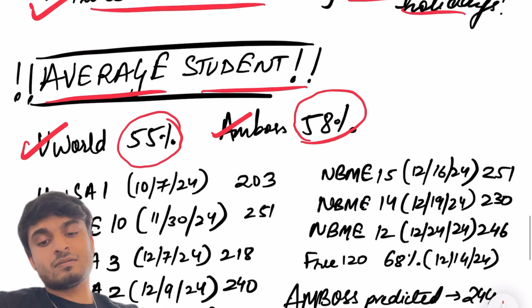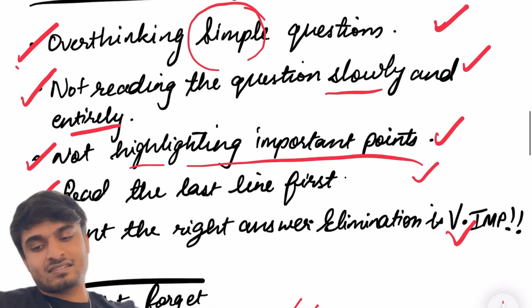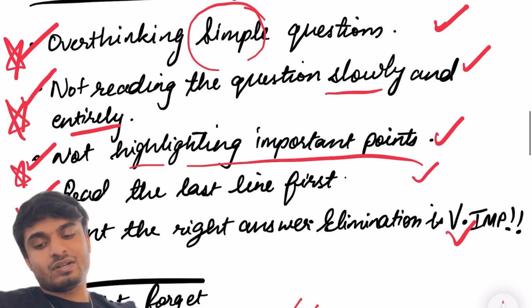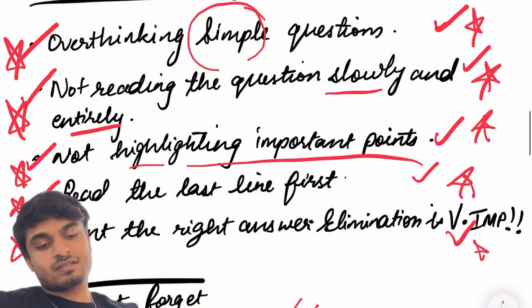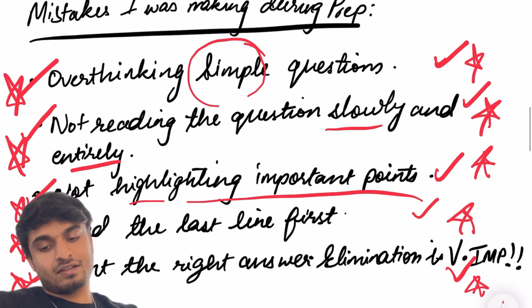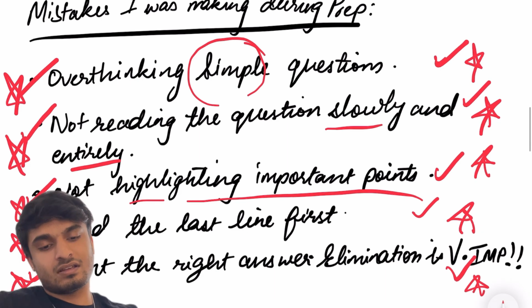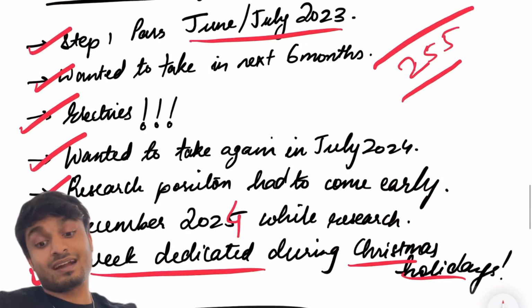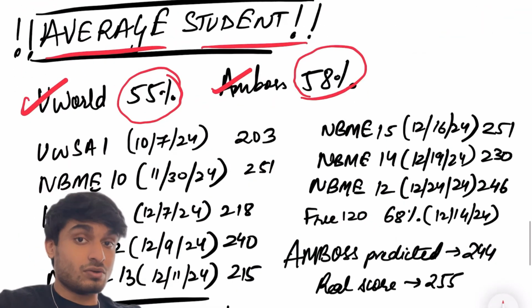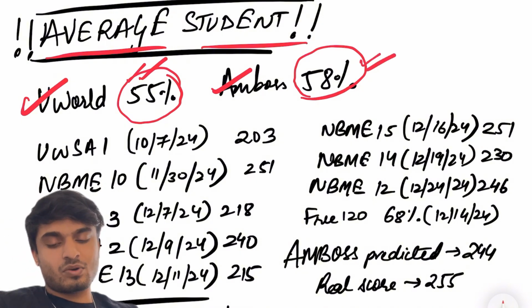If you follow the points that I told you about here, this is something that I want you to take away from this video. It's really important, because Step 2 is all about the question solving approach. It's not about how much you know. You're supposed to be eliminating options, reading the question slowly, highlighting important points, and you can arrive at an answer even if you don't know the answer. So I've been an average student during my prep, 55%, 58% on AMBOSS.